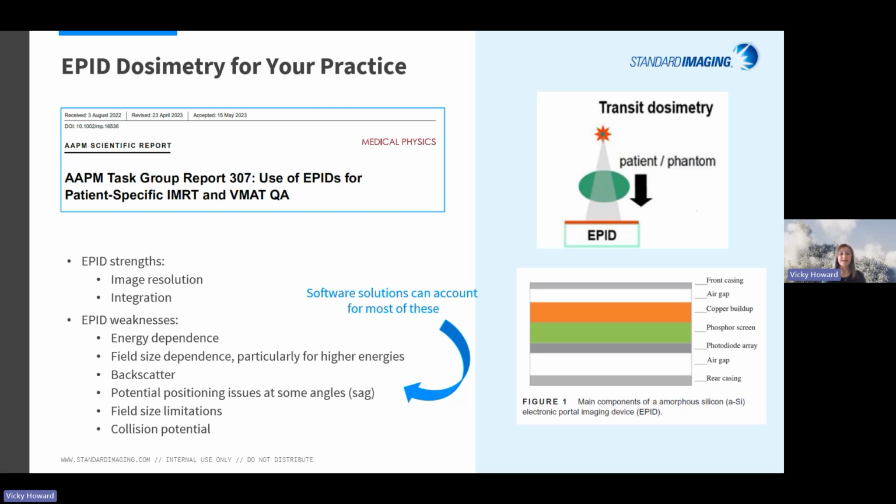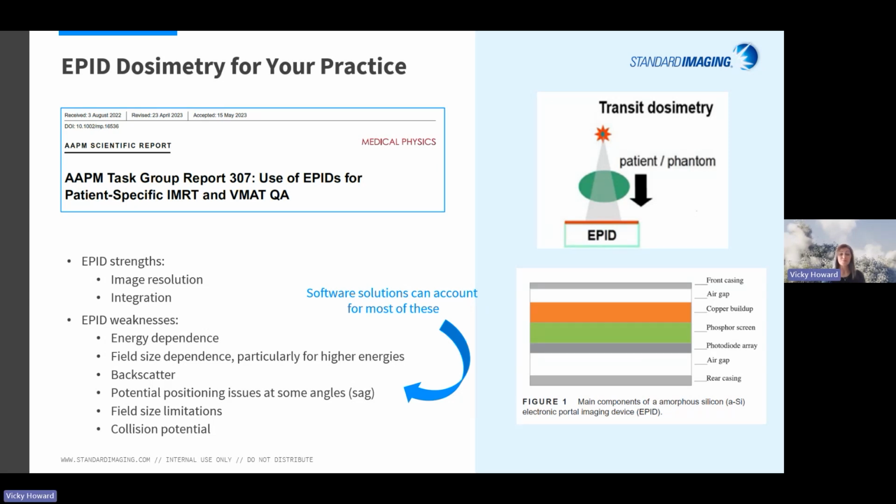It provides guidance and recommendations for the use of EPIDs for patient-specific IMRT and VMAT QA. And that's not just for pre-treatment QA, but also for during-treatment epidosimetry. It does a great job discussing the strengths and weaknesses of EPID dosimetry panels as well as EPID dosimetry solutions. And it provides wonderful recommendations for commissioning, validation, and routine QA for your EPID dosimetry program and systems.